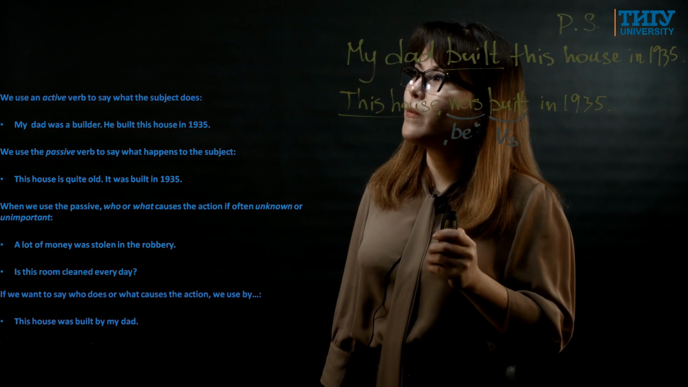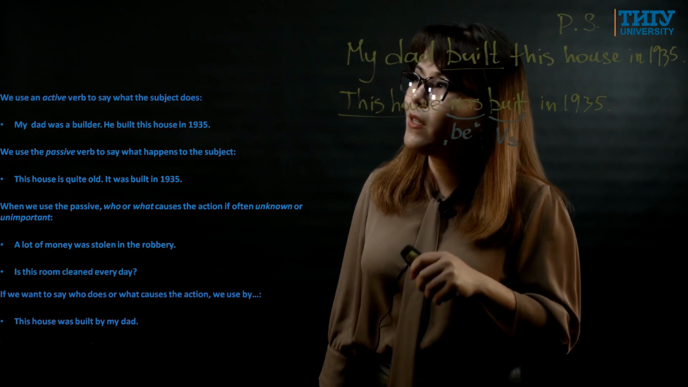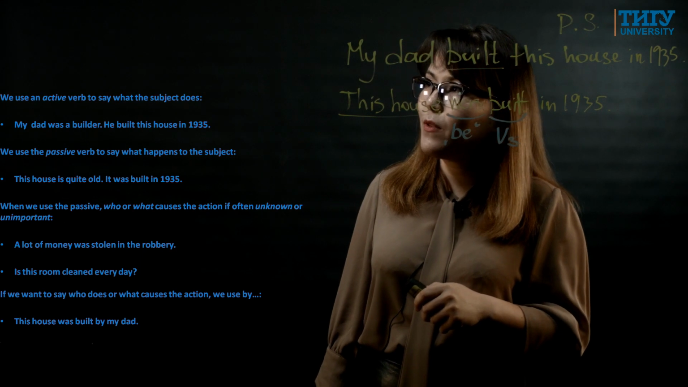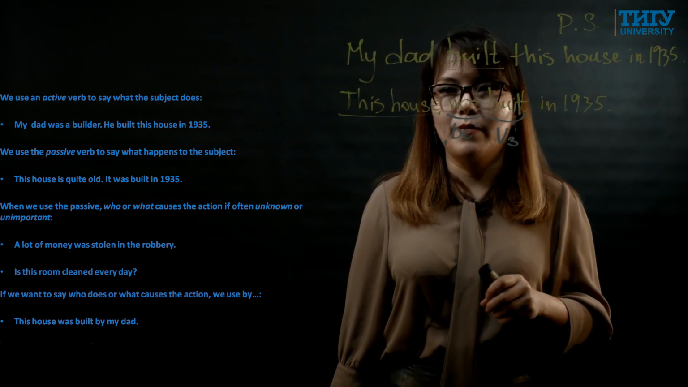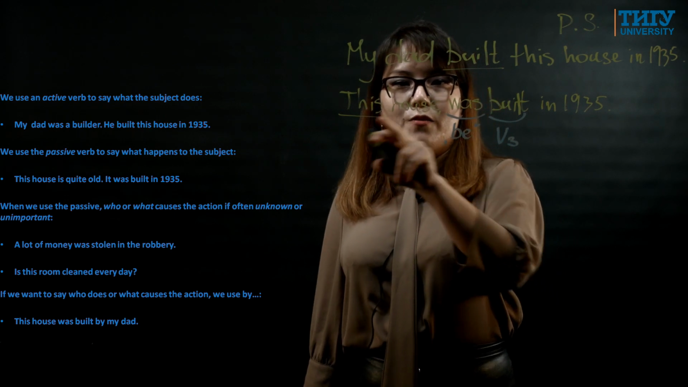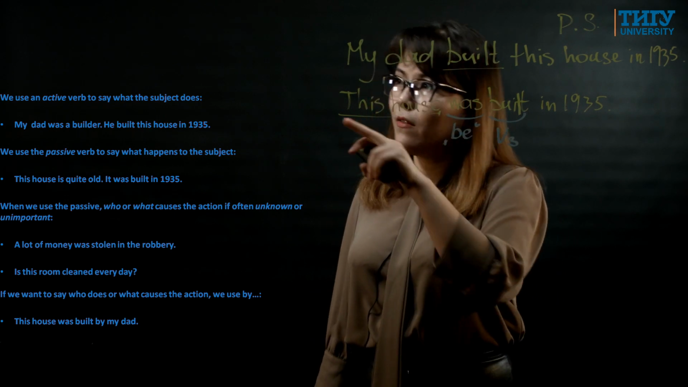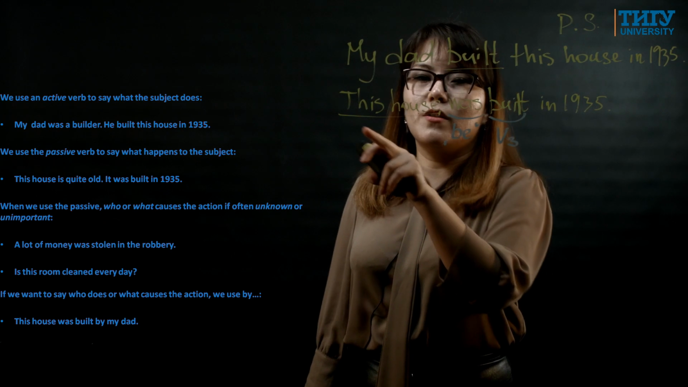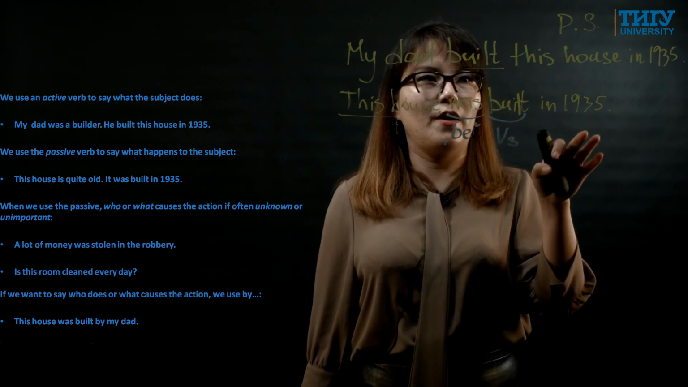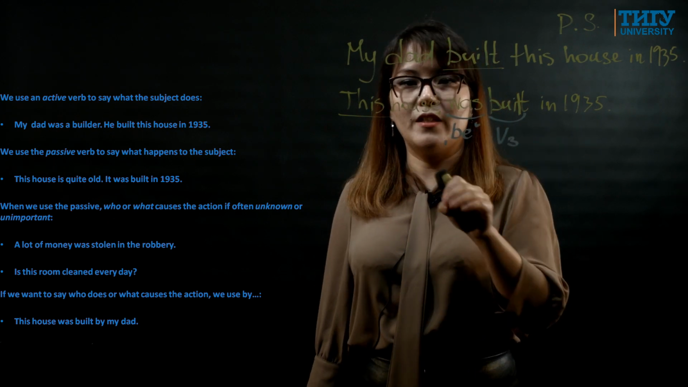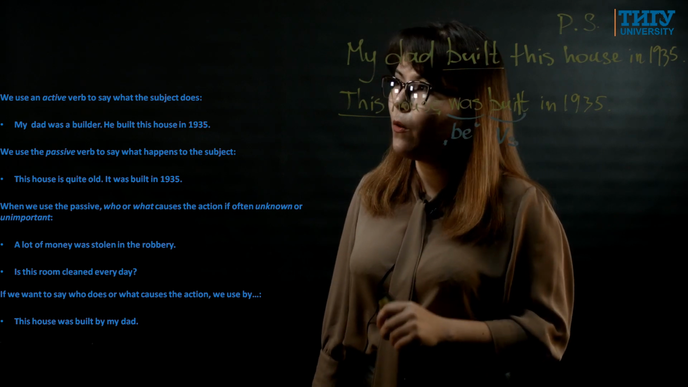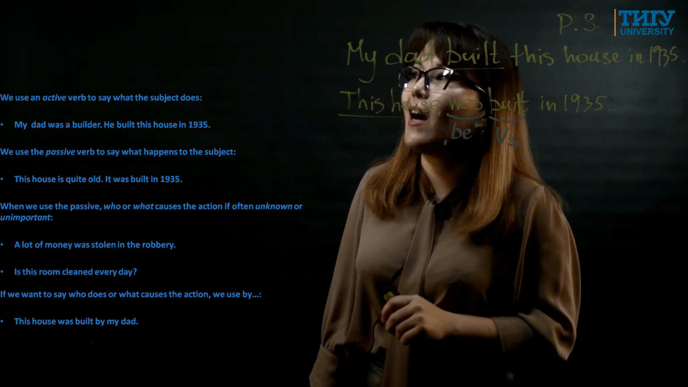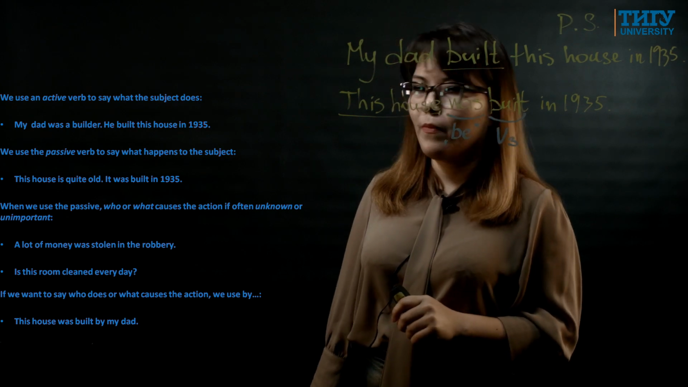It is correct. So we use the passive verb to say what happens to the subject. This house is quite old. It was built in 1935. Yes. So instead of this house, you may say in this context, it was built in 1935. It doesn't matter. So when we use the passive, who or what causes the action is often unknown or unimportant.